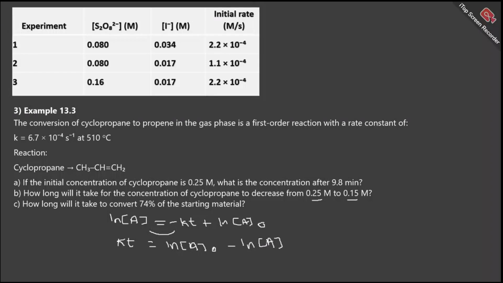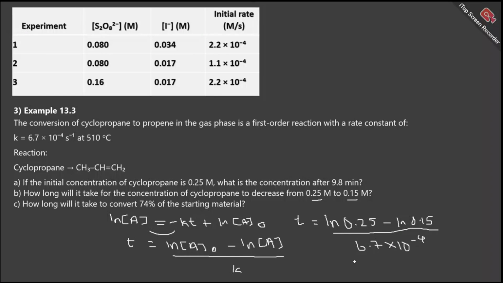Then you divide by k. Then you substitute the numbers. So we know that the initial concentration is 0.25. The final concentration is 0.15, divided by the value of k, which is 6.7 times 10 raised to the power negative 4. Typing this on your calculator, you should get 7.62 times 10 raised to the power 2 seconds. Okay, so we are done with this question.